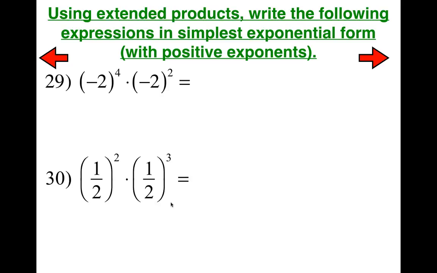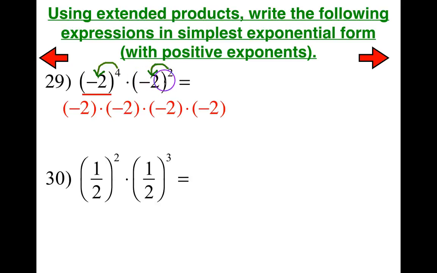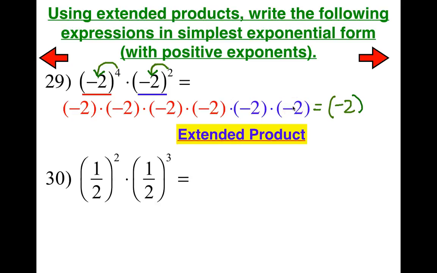Okay, so I'm going to show you 2 more examples and then I'm going to have you try some more on your own. So what's going to happen here? What's being raised to the fourth power? A negative 2. I know it's negative because there's parentheses. So I'm going to go ahead and write that 4 times. Here, what's being raised to the second power? Another negative 2 because I know it's negative because of the parentheses. So I'm going to rewrite negative 2 twice. So what is my base? Well, my base is a negative 2. That's the number that's repeated over and over. But it's going to be raised to what power? 1, 2, 3, 4, 5, 6. So I'm going to go ahead and write it to the sixth power like so.